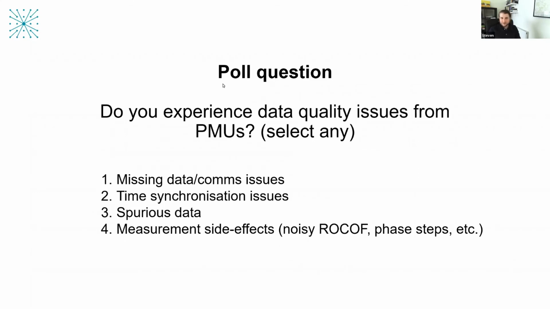So thank you all for voting while I was rambling about all the different options. We have a clear winner on this particular poll question. Missing data or communications issues is really leading. Everybody voted for that, but then we're seeing some other people have obviously voted for the other aspects as well, in particular the measurement side effects, which is interesting to hear.